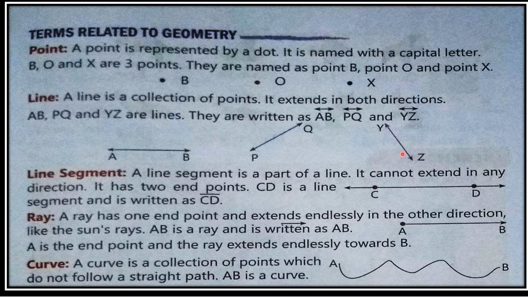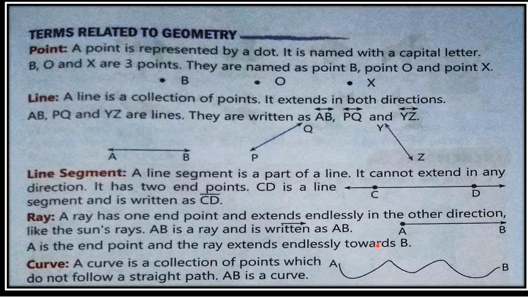When no arrows are there, that means it is a line segment. There is no use of an arrow, because the line stops here, the line finishes here. So CD is a line segment. The short form of writing a line segment is CD with a line on the top of CD. Clear? Now ray. A ray has one endpoint and extends endlessly in the other direction. As you can see here, it has one endpoint and it can extend in the other direction. We can draw it in this way also.